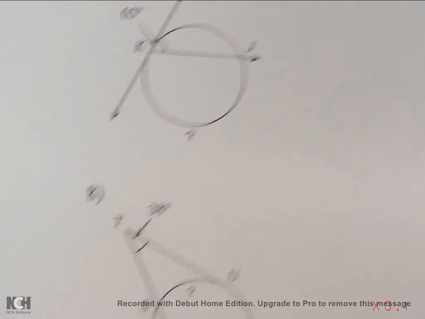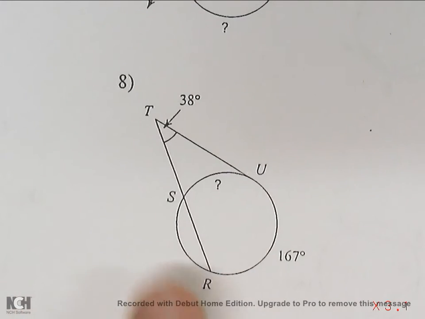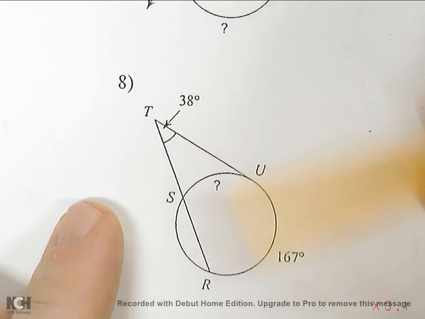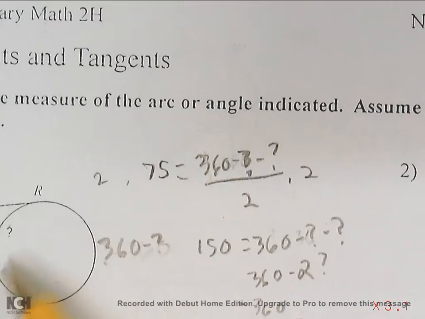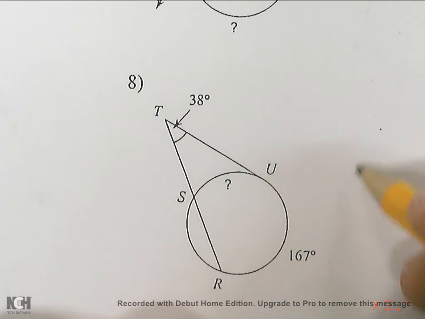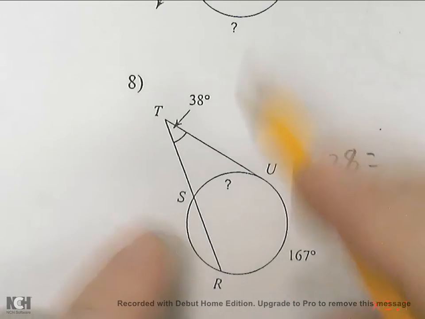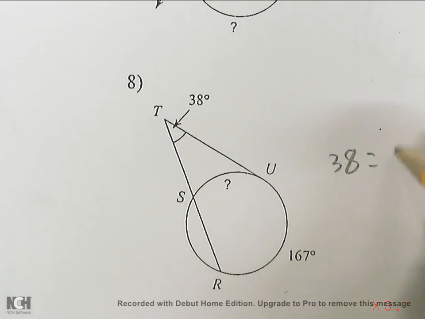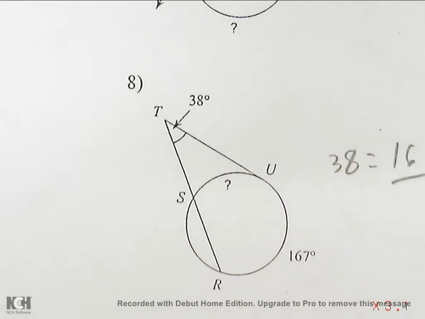Okay. And then secant is something like this, right? This is a secant line. It's the same property as up here, right? Far arc minus the near arc. Okay, so I want to know what the near arc is. I know the angle is 38 degrees. So the angle is equal to 1/2 of the far arc minus the near arc. So it's going to be the far arc is 167 minus the question mark, all divided by 2.